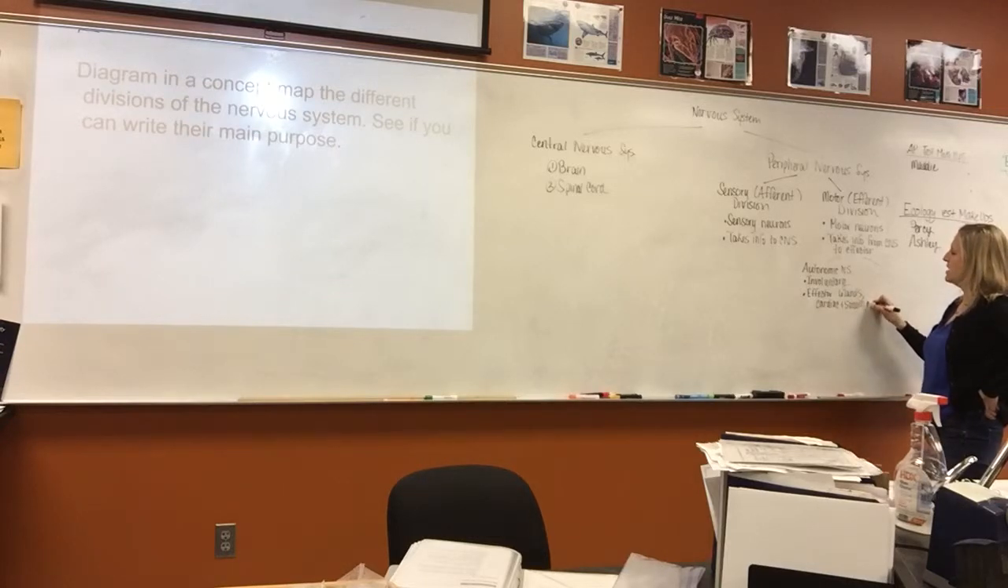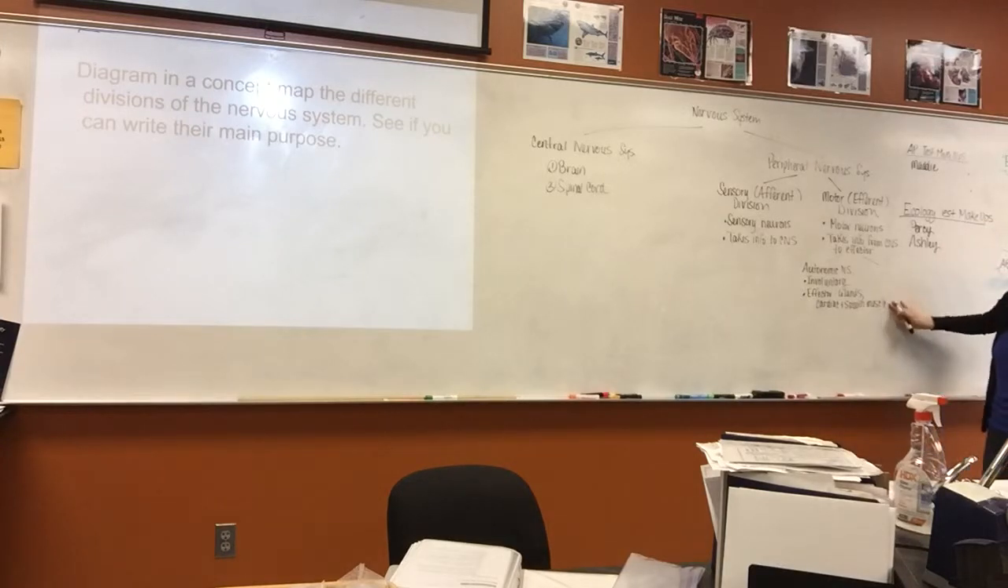Smooth muscle surrounds your organs, like of your digestive system and so on, around your stomach and so on. And so those are things that we can't control. All right, so that's your autonomic nervous system.